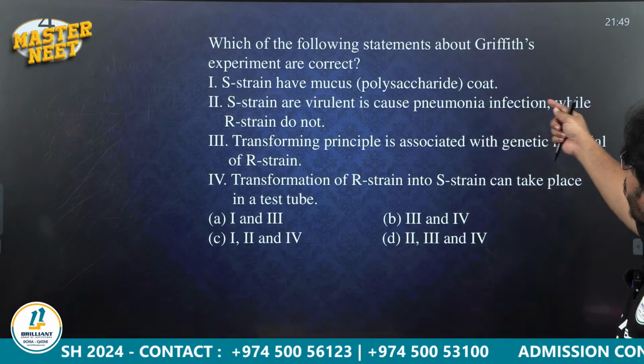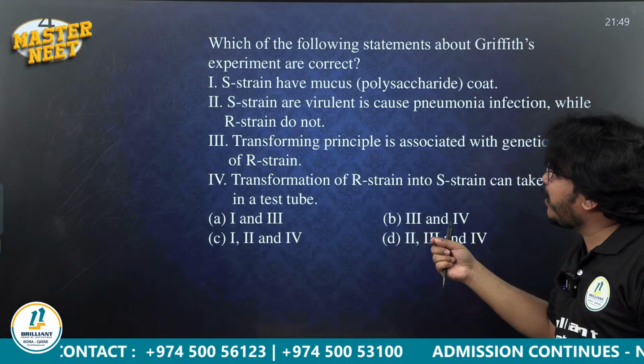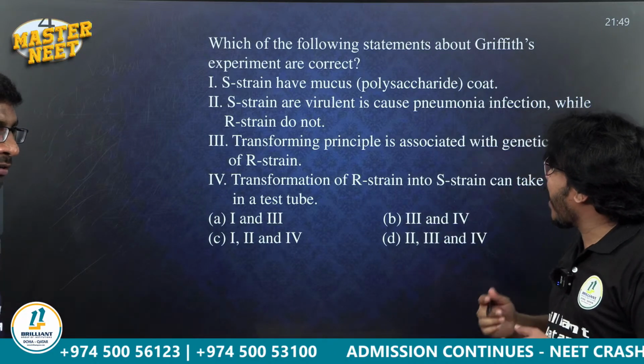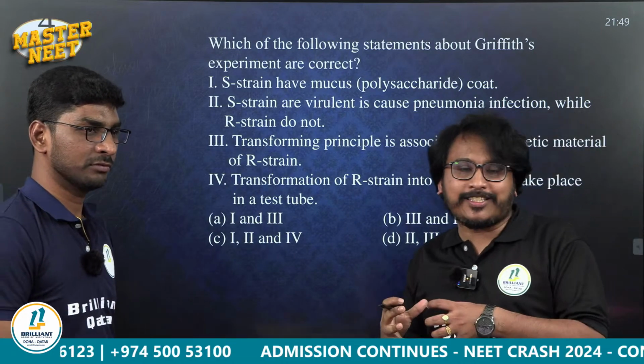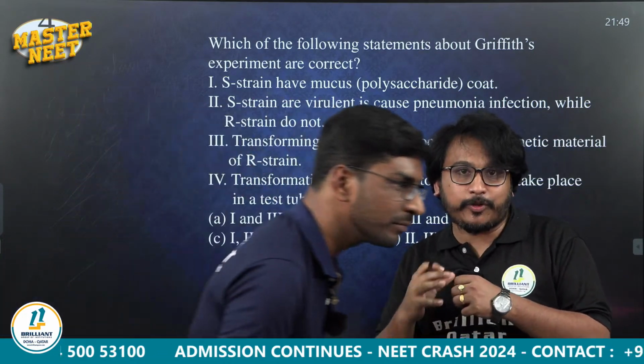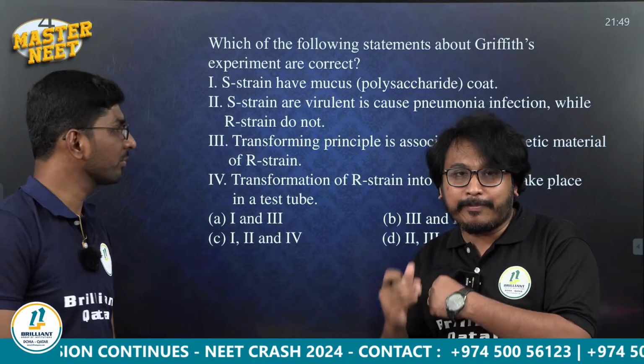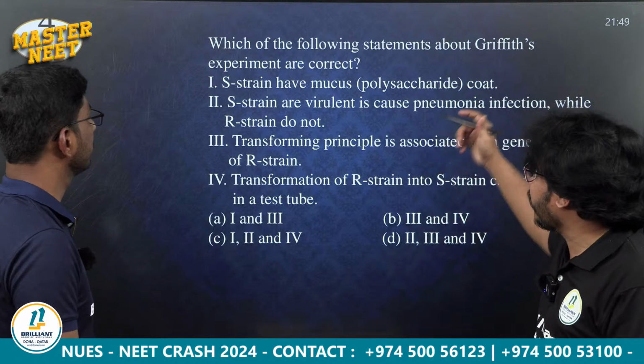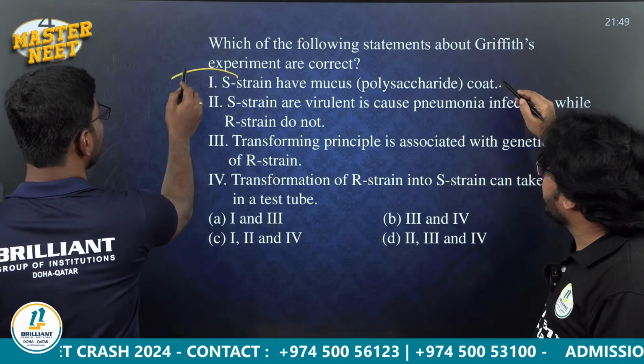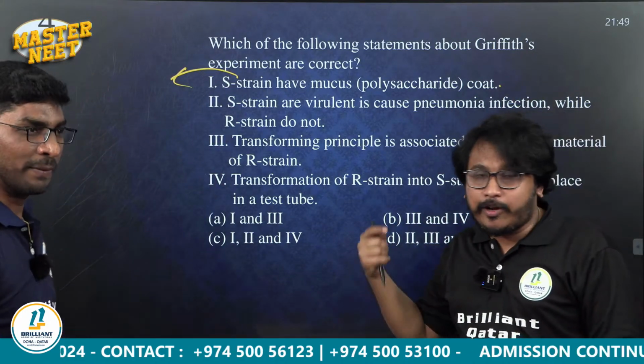Which of the following statements about Griffith's experiment are correct? The S strain has a mucus coat. You should understand the strain of Streptococcus pneumoniae or Diplococcus pneumoniae that was virulent. It was covered by a smooth polysaccharide coat. That is correct, no sir? Yes. This is virulent, pathogenic. They can cause the disease.